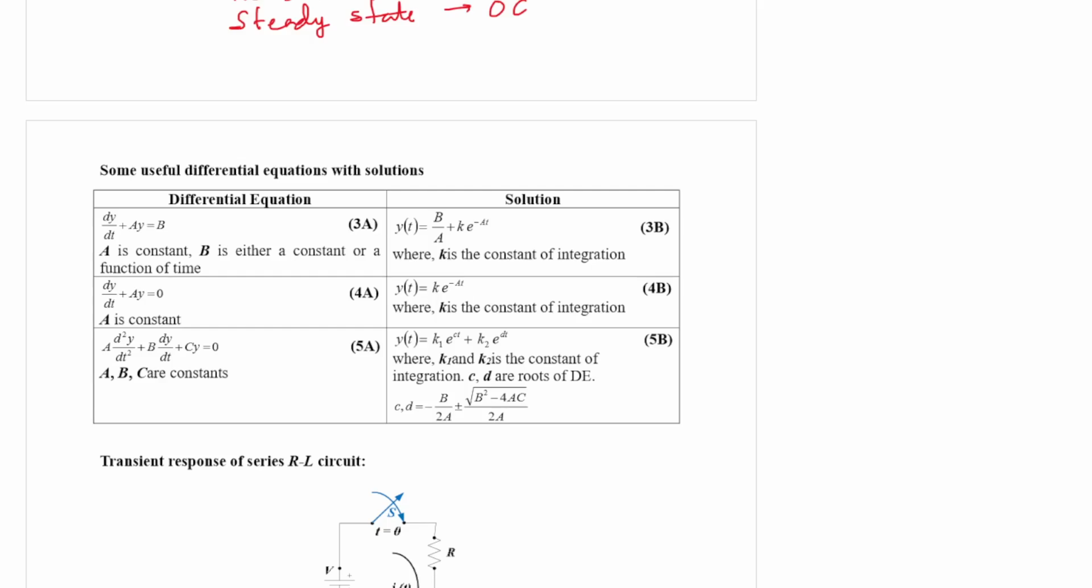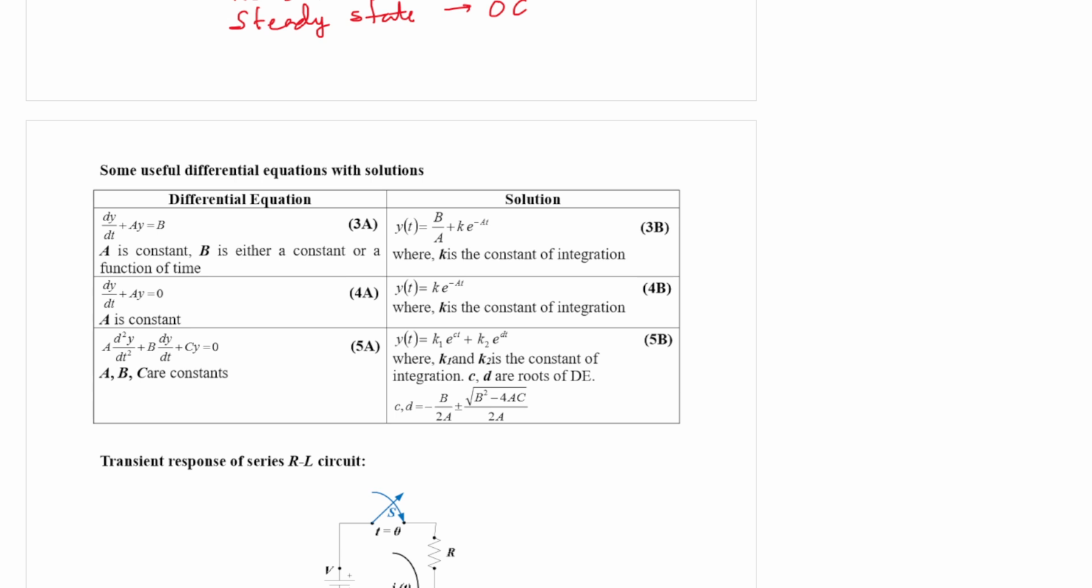Now we shall continue our discussion on this topic. We will see the behavior of the different network topologies. That means we shall see three different networks: series RL, then series RC, then series RLC. What will be their behavior under transient state? So let us discuss.